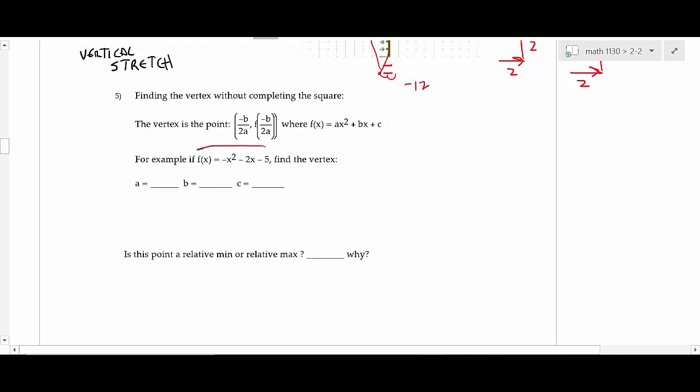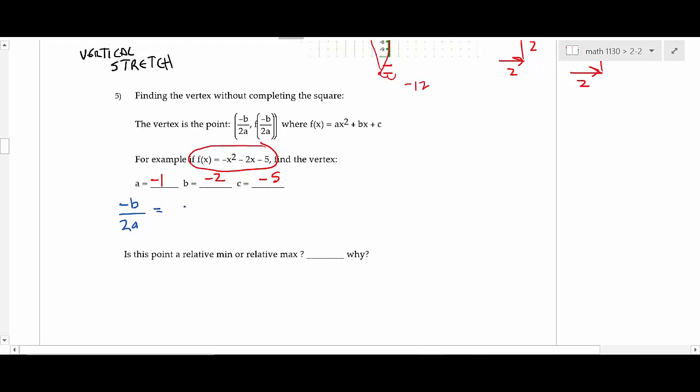So I've given you this function right here. That's a standard quadratic function. So a would be negative 1, b would be negative 2, c would be negative 5, okay, like that. So if you went through and completed the square the way I showed you, you could get the vertex that way. But actually, it's just as easy to go through and do negative b over 2a, and that will give you the x value of the vertex.